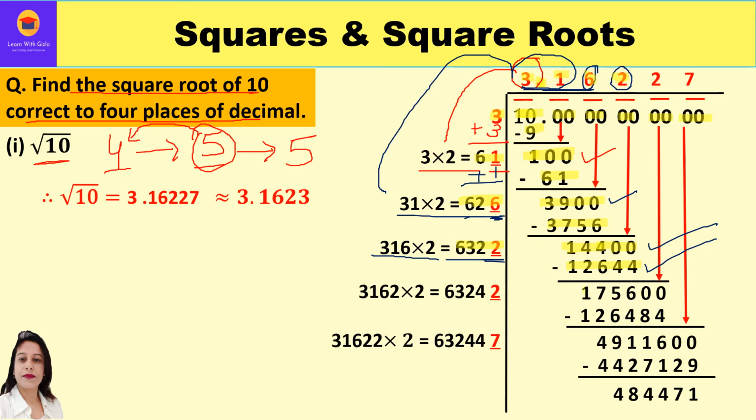The difference is 1,756. Bring down the next period, that is 0, 0. Now this is our new dividend, that is 1,75,600. This is our new dividend, for which we need a new divisor. Now again take up the quotient. New quotient now is 3162. We will take 3162, we will multiply by 2 and get 6,324, leave a blank over here, right?